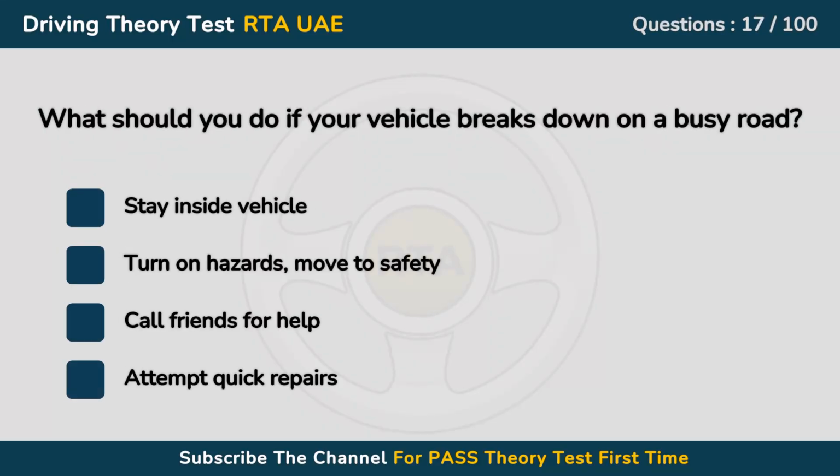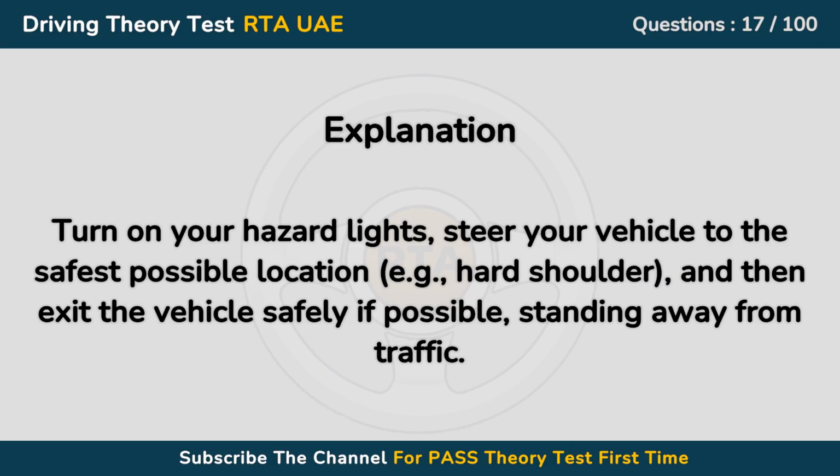Question 17. What should you do if your vehicle breaks down on a busy road? A. Stay inside vehicle, B. Turn on hazards, move to safety, C. Call friends for help, D. Attempt quick repairs. Answer is B. Turn on hazards, move to safety. Turn on your hazard lights, steer your vehicle to the safest possible location, e.g., hard shoulder, and then exit the vehicle safely if possible, standing away from traffic.